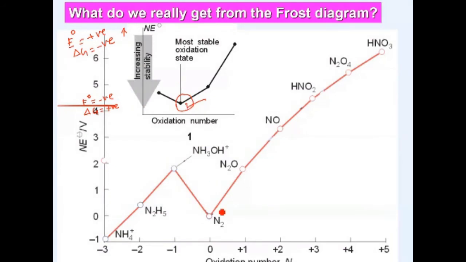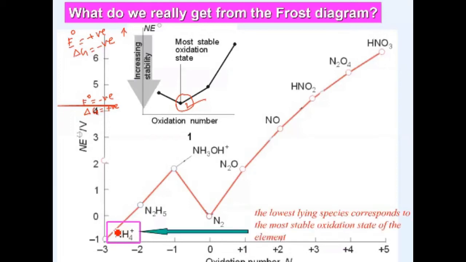No, I told you the N2 value is close to 0 here, the NE value, but a negative value is there for NH4. So this actually has a more negative E value. Okay, E value negative, so delta G is more positive for this species. So the most stable species is NH4. The comparatively next species is N2. So the lowest lying species corresponds to the most stable oxidation state of the series or the element. Okay, this is one application of the Frost diagram.